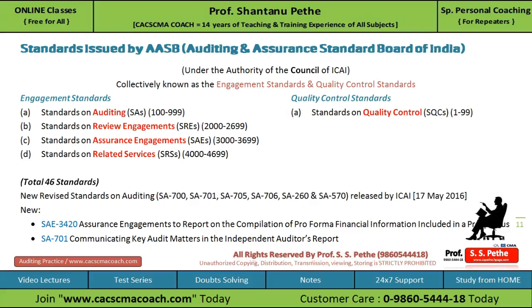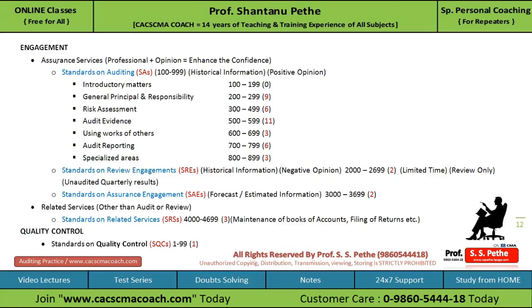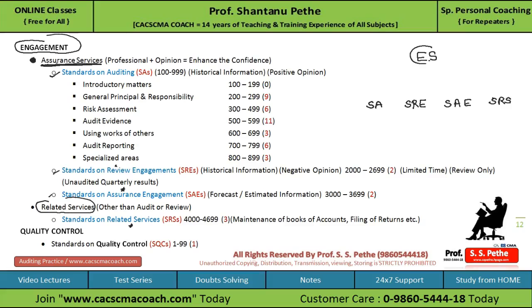Now we are going to discuss in detail the quality control standards and engagement standards one by one. First, let's talk about the engagement standards. As we have already seen, there are many parts in engagement standards, and they can be divided into two main parts: assurance services and related services. For assurance services, there are three engagement standards: standards on auditing, standard on review engagement, and standard on assurance engagement. And one engagement standard is for related services, so you can call it a standard on related services. So there are mainly four parts, but they are grouped into two: one for assurance services and another for related services.